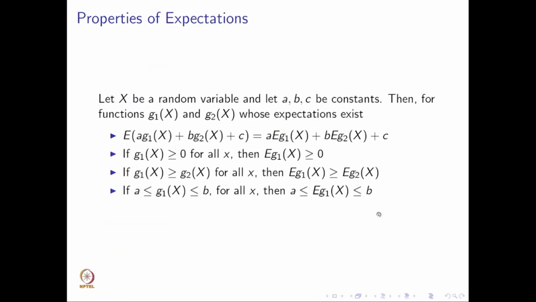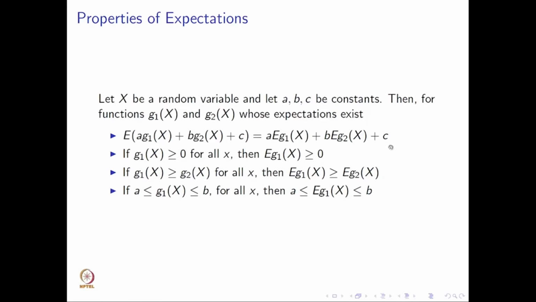Let us now look at the properties of expectations. Let x be a random variable, a, b and c are constants, and g1 and g2 are functions of the random variable x such that their expectations exist. That is, they have finite expectations. According to the first property, expectation of a times g1 of x plus b times g2 of x plus c is equal to a times expectation of g1 of x plus b times expectation of g2 of x plus c.